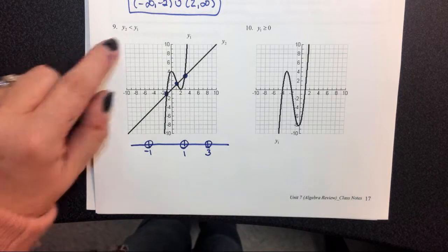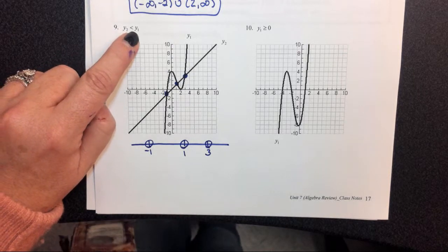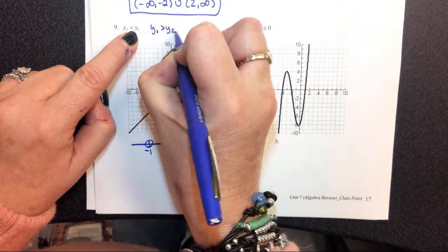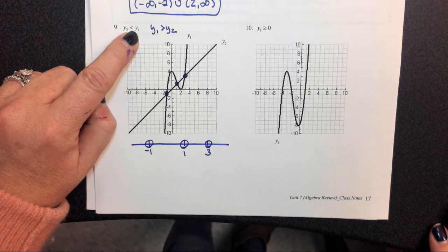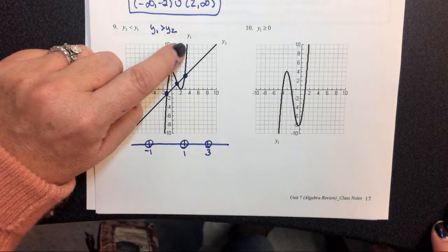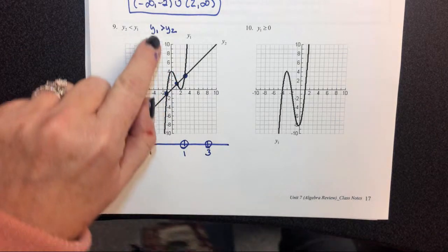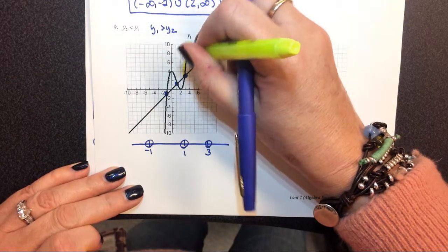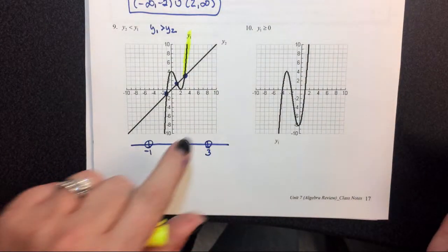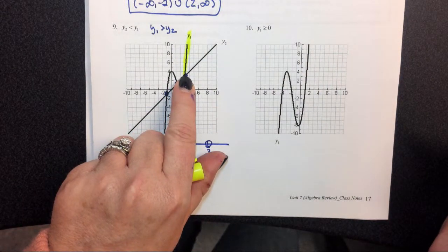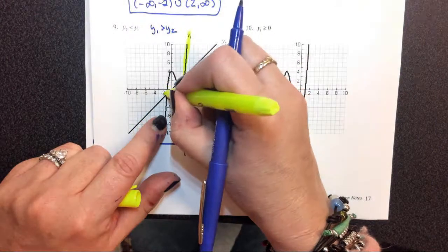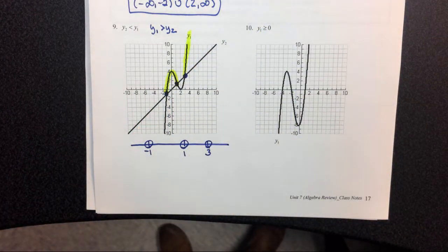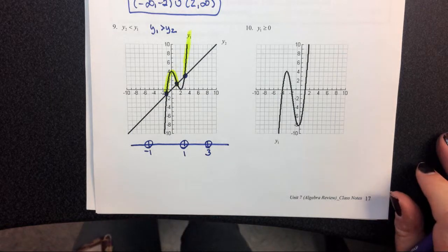So I want to know where is y2 less than y1, or where is y1 greater than y2, if that's easier for you. y1 is the cubic function. So where is y1 above y2? Well, y1 is above y2 right here, correct? You agree with me? That's where y1 is above y2. And it's also above y2 right here, correct? So those are your solutions.